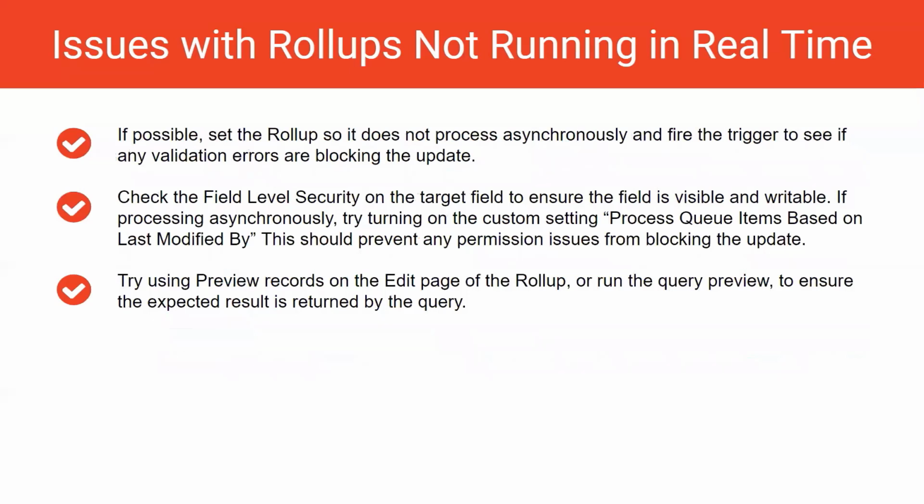If possible, set the rollup so it does not process asynchronously and fire the trigger to see if any validation errors are blocking the update. Check the field level security on the target field to ensure the field is visible and writable. If processing asynchronously, turn on the custom setting, process queue items based on last modified by. This should prevent any permission issues from blocking the update. Try using preview records on the edit page of a rollup or run the query preview to ensure the expected result is returned by the query.